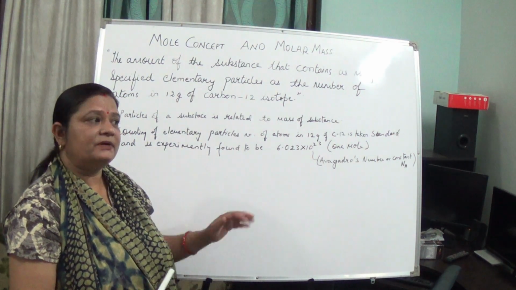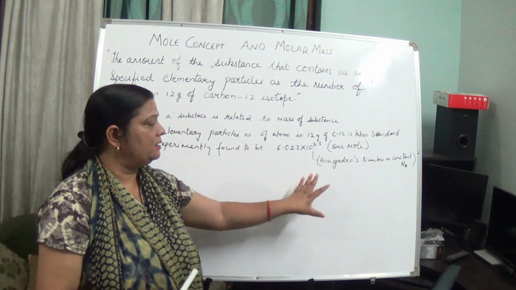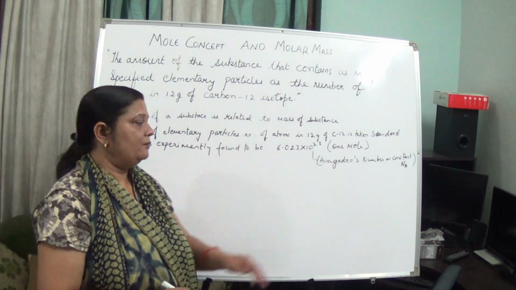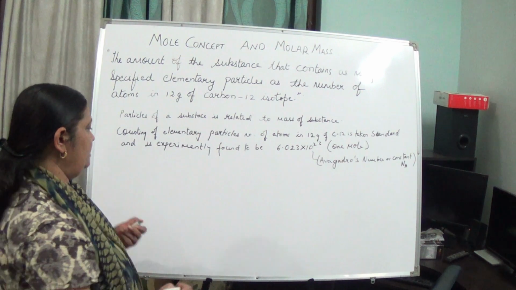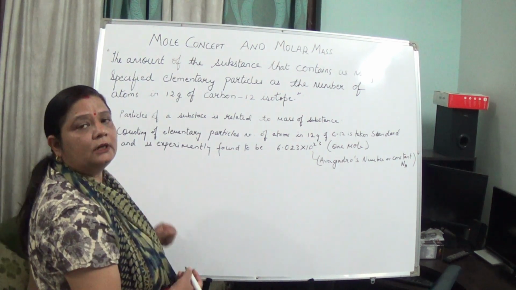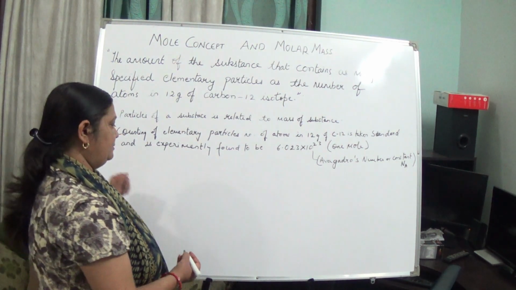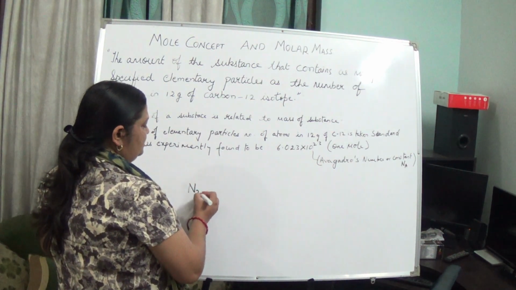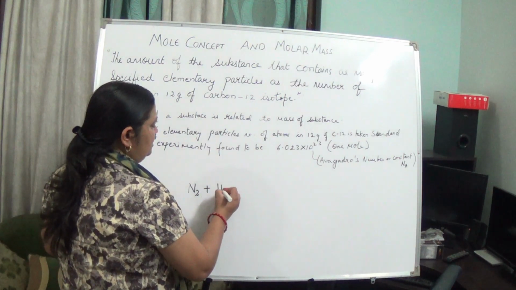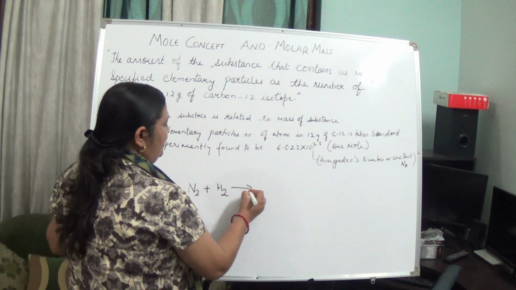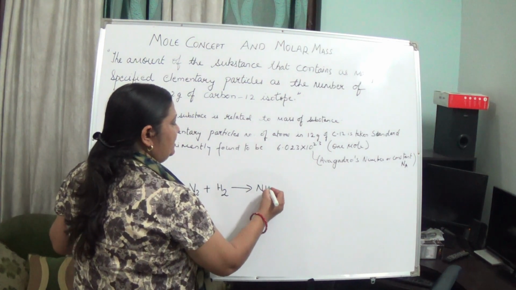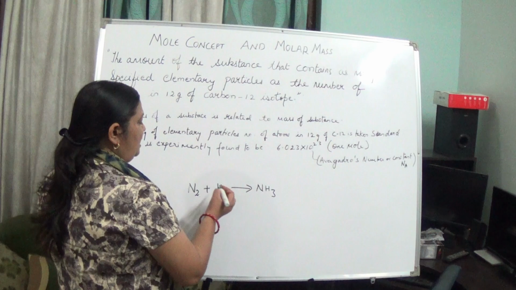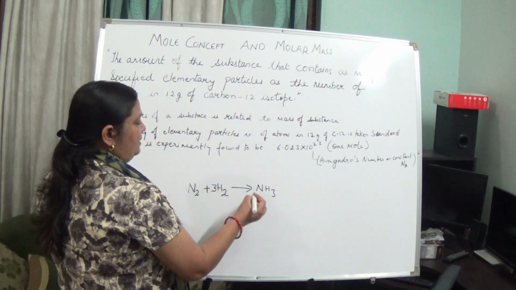We want to know how much needs to be counted so that the reaction takes place and we get a product. For example, take the reaction of formation of ammonia. In this, nitrogen reacts with hydrogen to form NH3, isn't it? Here, 3 atoms are required, isn't it?